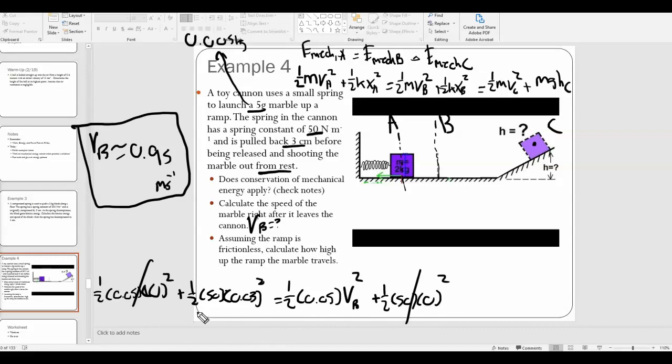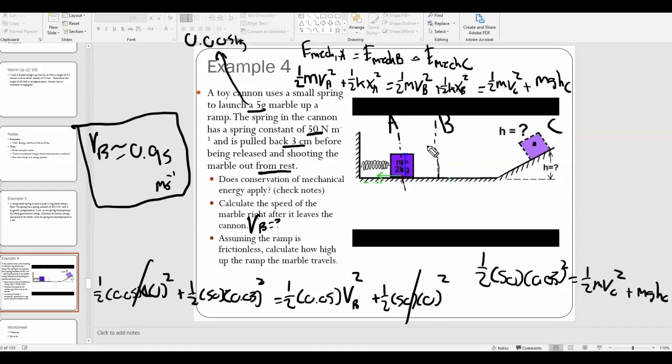Okay, so to get the height at point C, it's basically the exact same process, except instead of doing the mechanical energy at B, you do the mechanical energy at C. And so I would have 1/2 times 50 times 0.03 squared is equal to 1/2 mvc squared plus mghc.